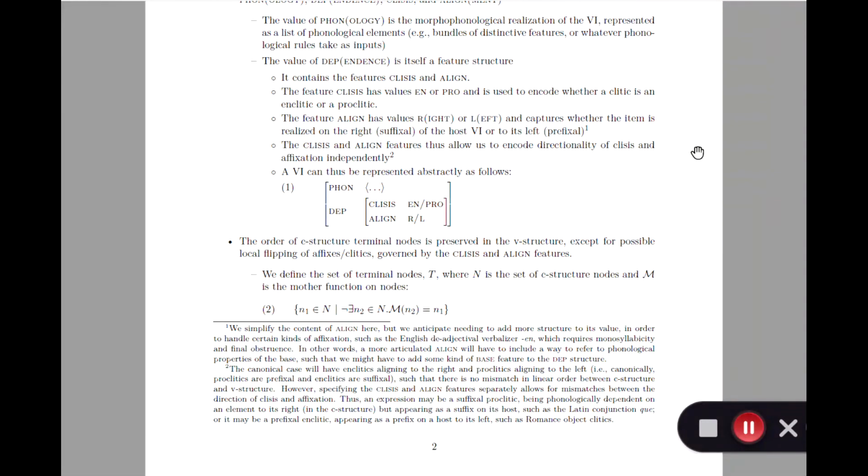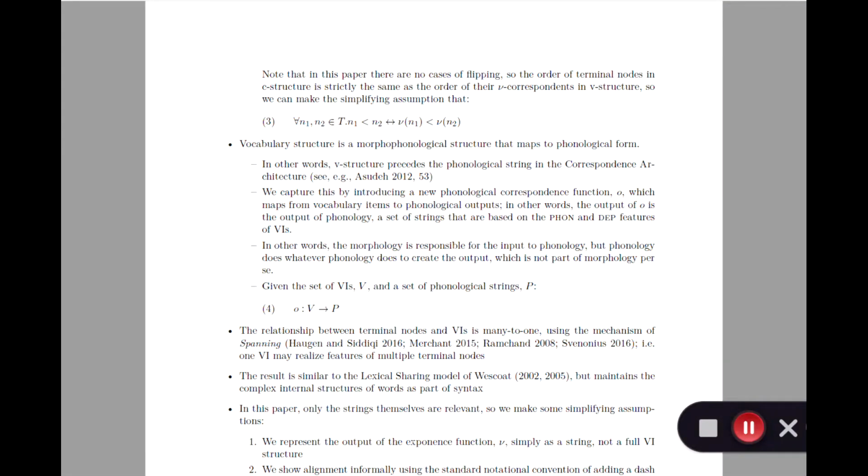And so this allows us to account for very local mismatches in order between the C structure and the V structure, but aside from that, the order is going to be preserved between the terminal nodes of the C structure and the elements in the V structure. This is captured by the equations in 2 and 3, the constraints there. And in terms of the correspondence architecture, the V structure can be thought of as preceding the phonological string. So it maps to the phonological string through this function O.